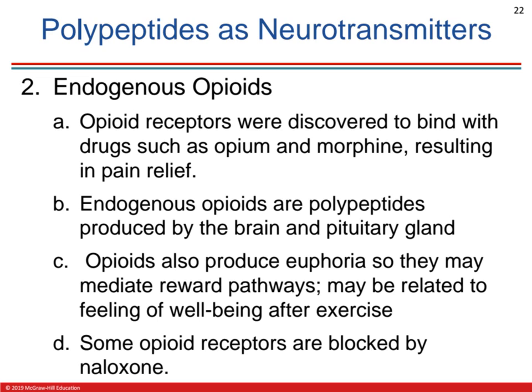But naloxone is an antagonist. In other words, it will block the effects of opioids on these receptors. And so it's turned out to be a very useful blocker or drug in the case of overdose. So people that have overdosed on, say, opium or morphine or some other opiate drug can be saved through the injection of naloxone.